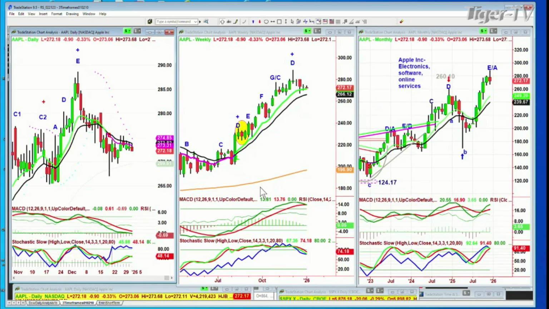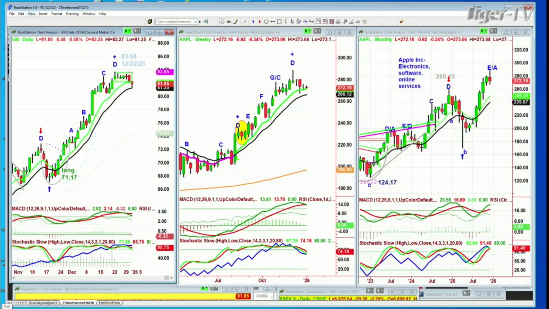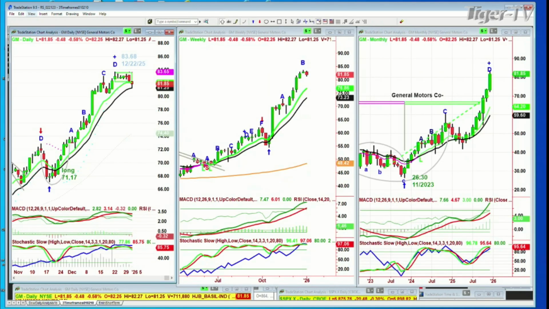And this is what I'm talking about, this rotation that's going on. Look at this rotation. Apple. Well, wait a minute. General Motors, completely different area, makes an all-time high at 83.68 on the 22nd. It's pulled back just a little bit right now. The weekly chart is fantastic.